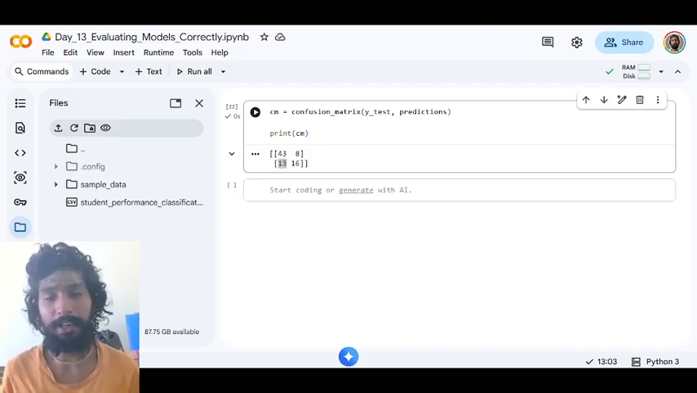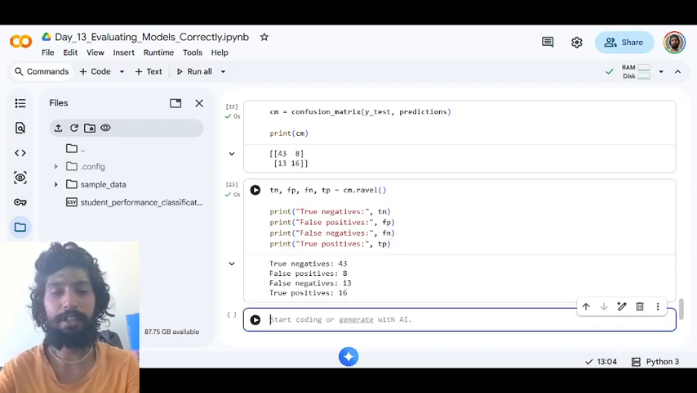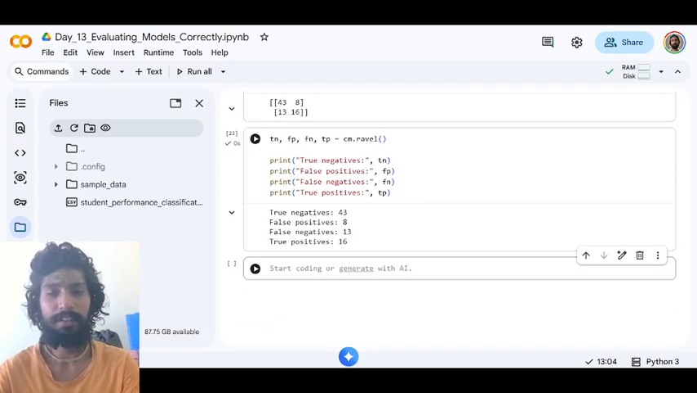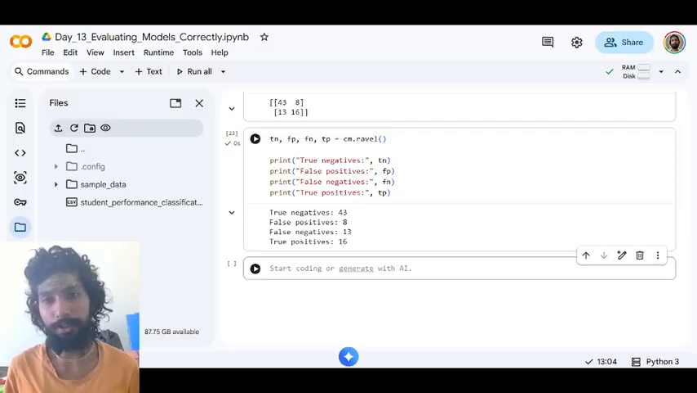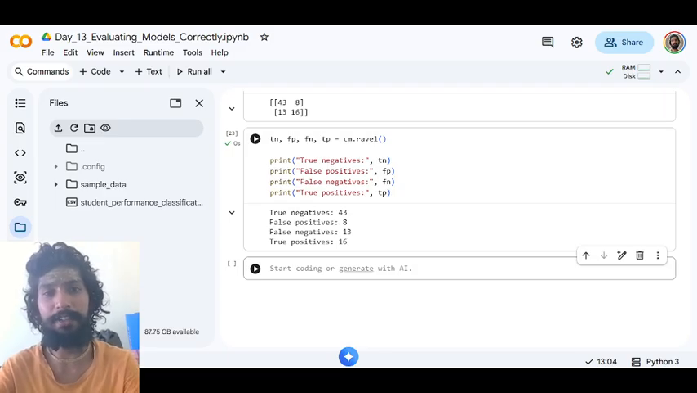The rows represent the actual class. The columns represent the predicted class. Let us extract the individual values. Now the result is easier to interpret. The most important value may depend on the problem. For our student support system, we should pay close attention to false negatives. False negatives are students who were genuinely at risk but were missed by the model. Let us display the confusion matrix as a heat map.